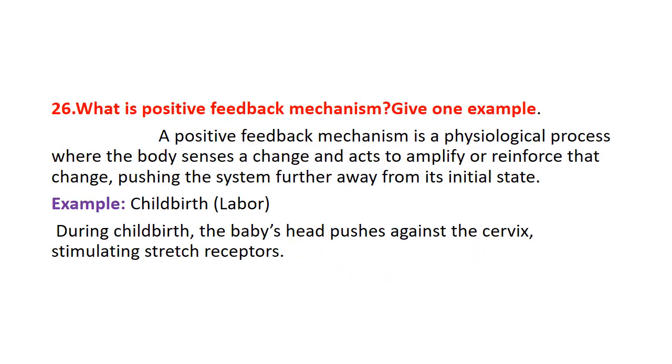What is positive feedback mechanism? Give one example. A positive feedback mechanism is a physiological process where the body senses a change and acts to amplify or reinforce it, pushing the system further away from the initial change. Example, childbirth, labor. During childbirth, the baby's head pushes against the cervix, stimulating stretch receptors.